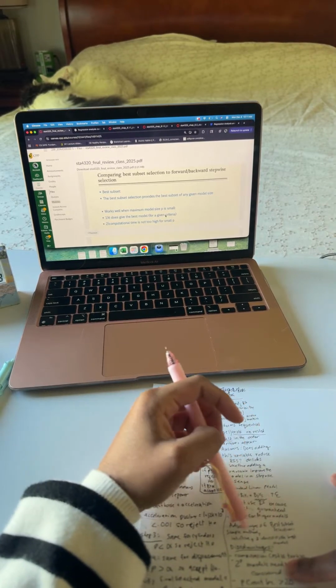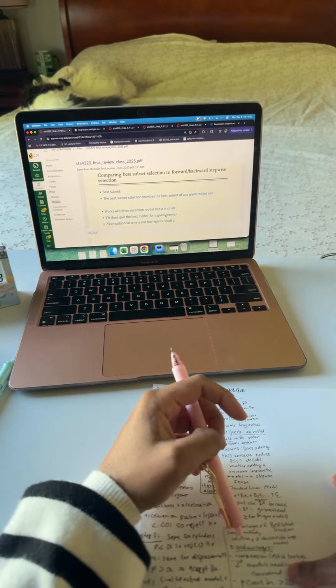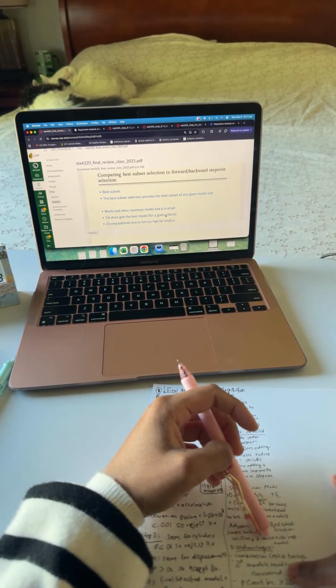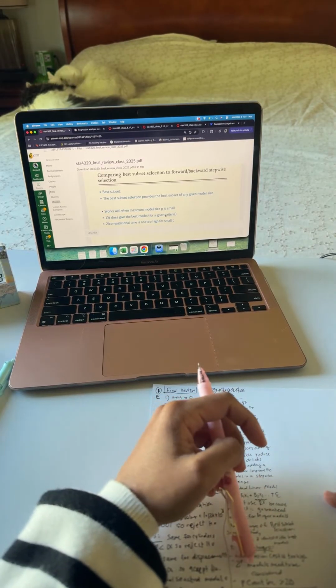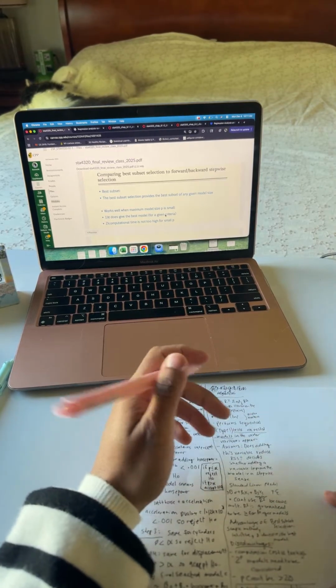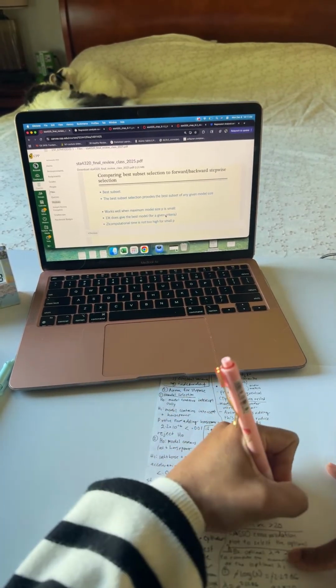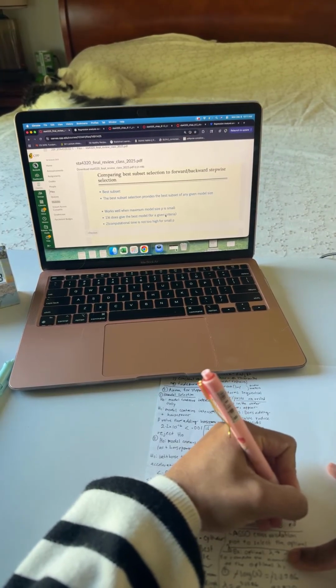Advantages of best subset: simple method, intuitive, identifies the best model. Disadvantages: computation cost is too high, 2^p models need to be considered, p can't be above 20. Okay, I wrote that. Best when p is small.